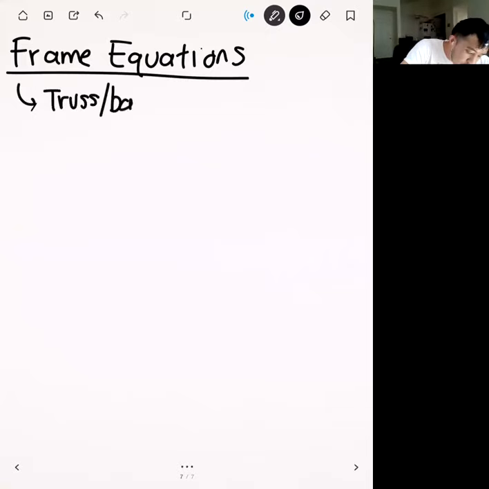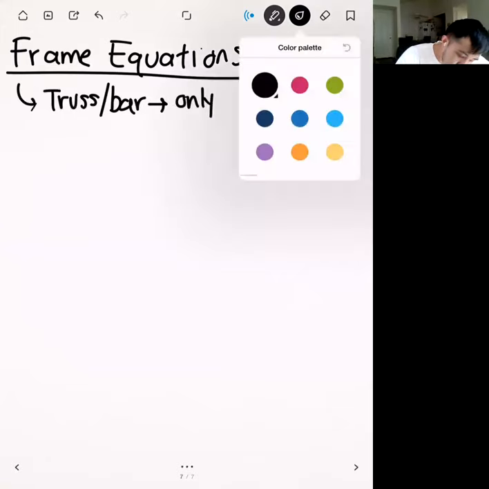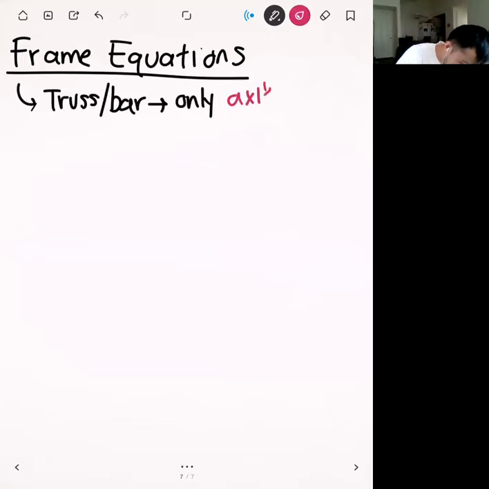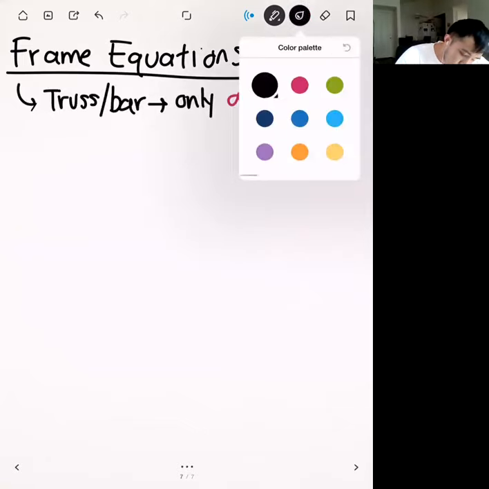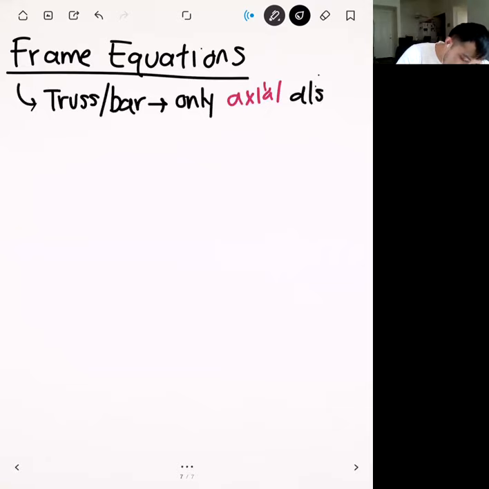Also sometimes called a bar. What was unique about the truss and the bar was that it could only displace axially. By axial displacement, what I mean is, they can only compress or be given in compression or tension.